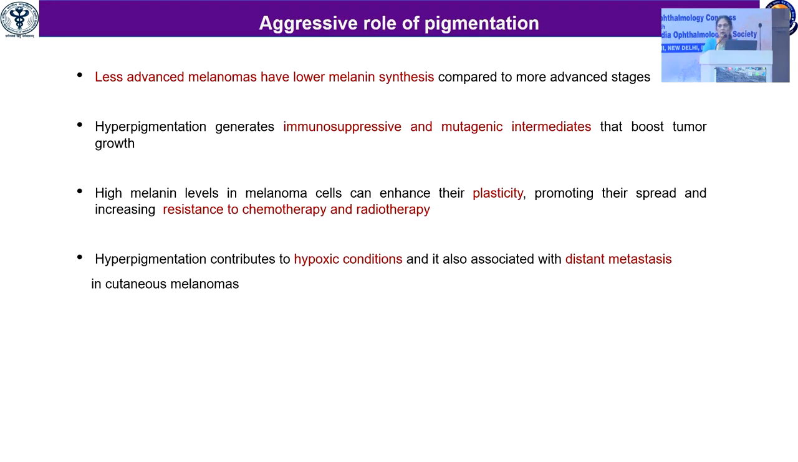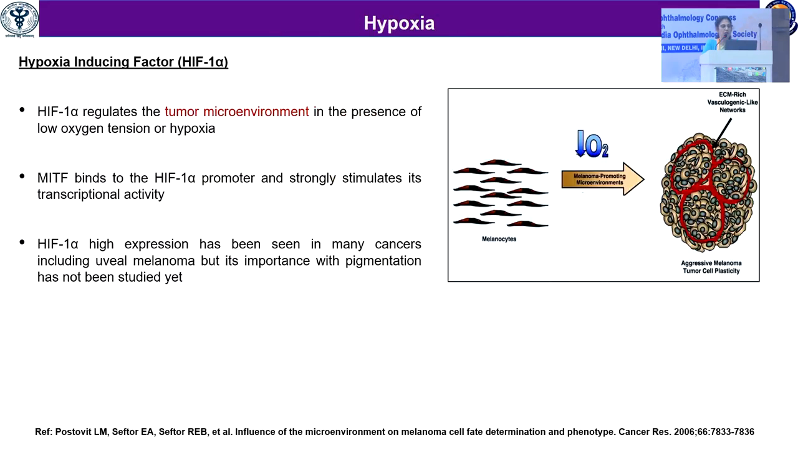So, hyperpigmentation or increased pigmentation in uveal melanoma generates immunosuppressive and mutagenic intermediates that boost tumor growth, and high melanin levels promote their spread and increase resistance to chemotherapy and radiotherapy. Hyperpigmentation also contributes to hypoxic conditions and is associated with distant metastasis, as studied in cutaneous melanomas.